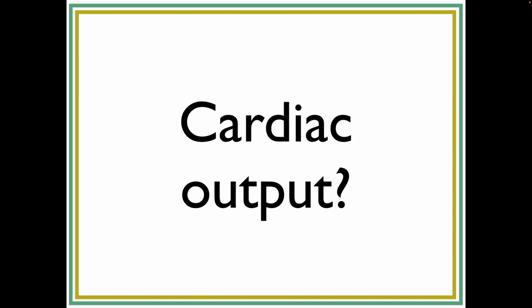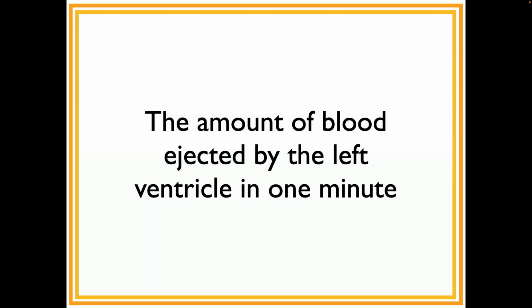Cardiac output. Now we're going to take the concept of stroke volume and add time to it. So cardiac output is the volume of blood ejected by the left ventricle in what period of time? You can guess. Perfect. Okay. The amount of blood ejected by the left ventricle in 1 minute. Okay?